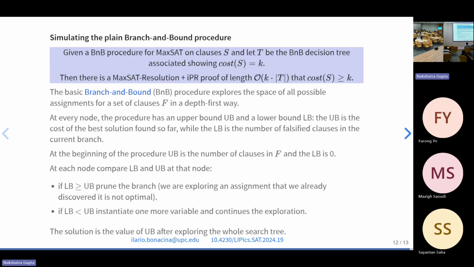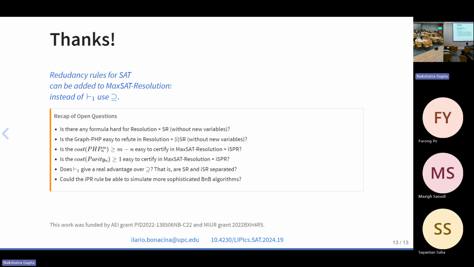Okay, so let me conclude with a recap. Hopefully now the haiku makes more sense, hopefully.